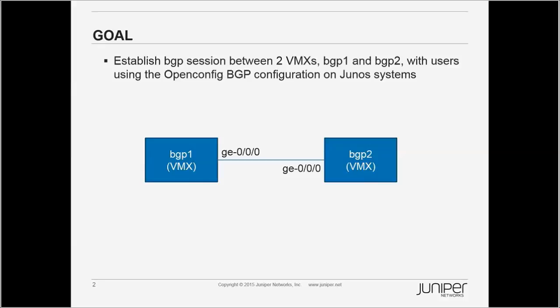BGP1 runs Junos only, and it is configured with the Junos BGP configuration to set up a peering connection to BGP2. And I'm going to use OpenConfig BGP instead of the Junos syntax to configure the BGP2 router.